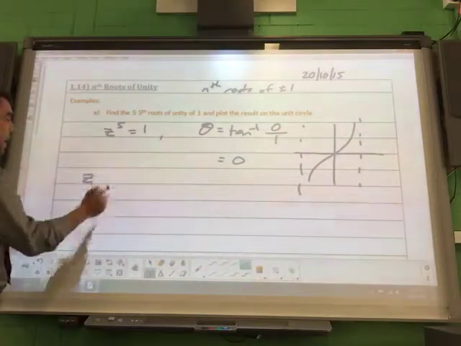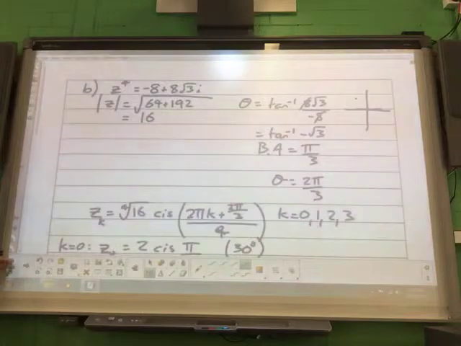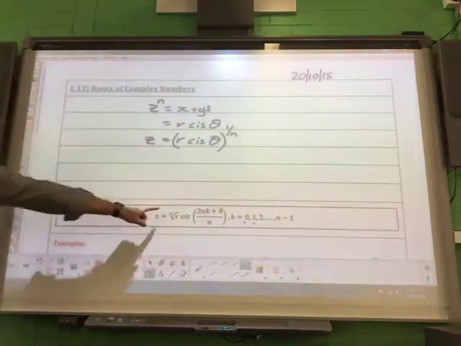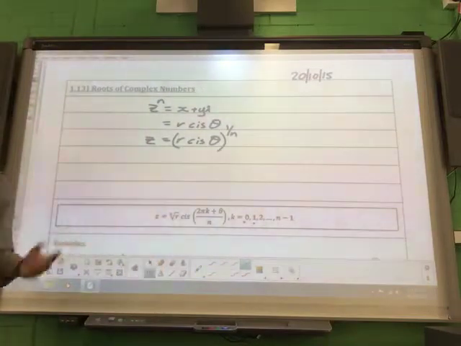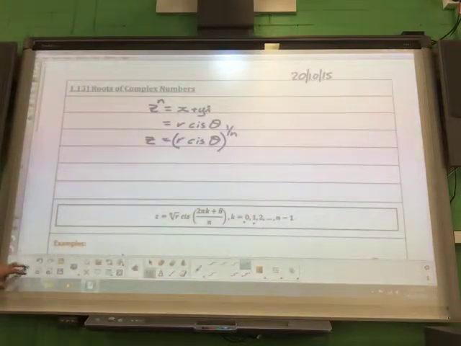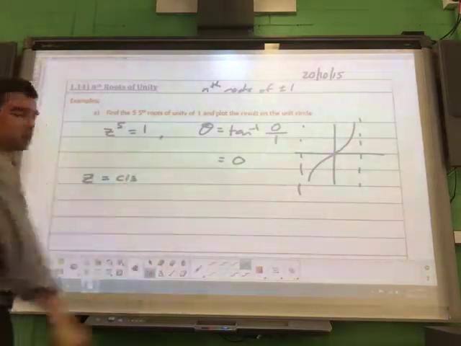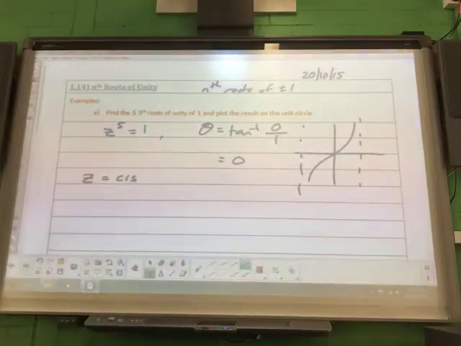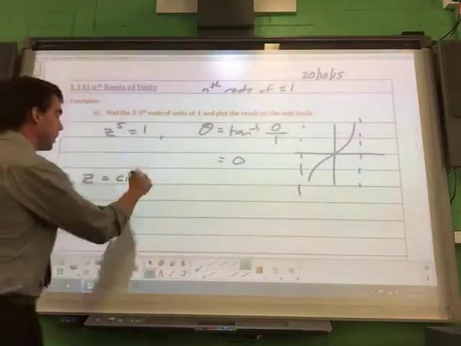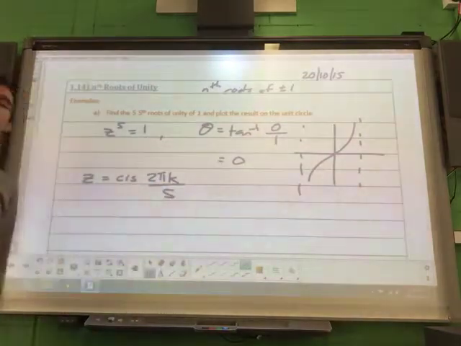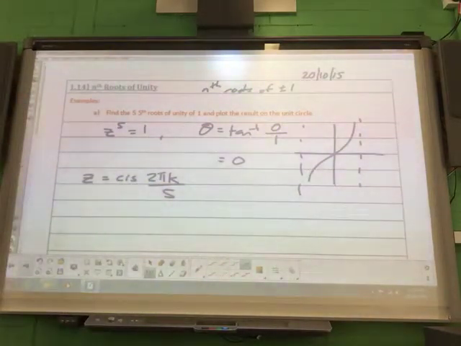So, going back to the formula there, we're using that same formula. However, for the nth roots of r, r is always going to be 1 because you're referring to the unit circle. So it's going to be cis of (2 pi k plus theta) over n. Theta is 0, so we're going to have 2 pi k over the 5 roots you need to find. Theta is 0, so I'm not including that in my formula.